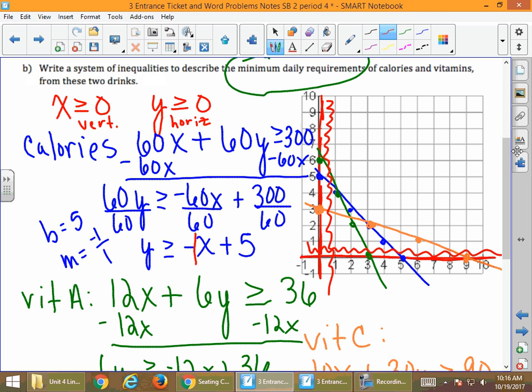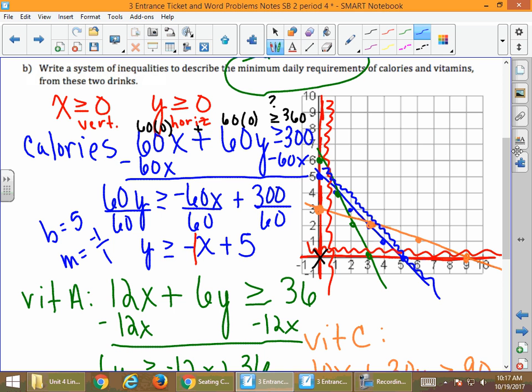But the other three, when we shade here, what we do is pick a value, oftentimes (0, 0), that is not on the graph. I'm going to try to squeeze it in here. 60 times 0 plus 60 times 0, is that greater than or equal to 360? No. We don't shade to this side of the line, we shade to this side of the line. Time permitting, I would do that for the green and for the orange line.